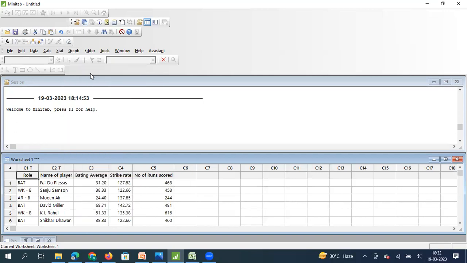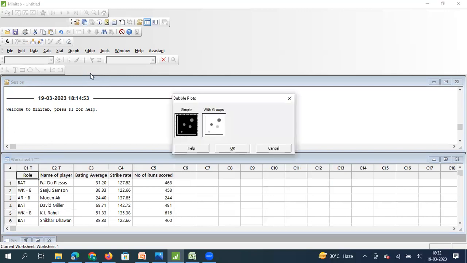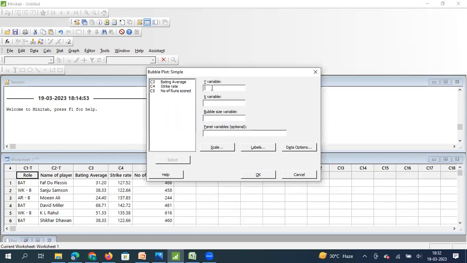So what is a bubble plot? A bubble plot is a graphical representation that gives us a perspective of data from two different axes, the x-axis and y-axis. So let me explain how it works. For example, in this case, batting average is going to be my y-axis, strike rate is going to be my x-axis, and the size of the bubble is going to be the number of runs scored.